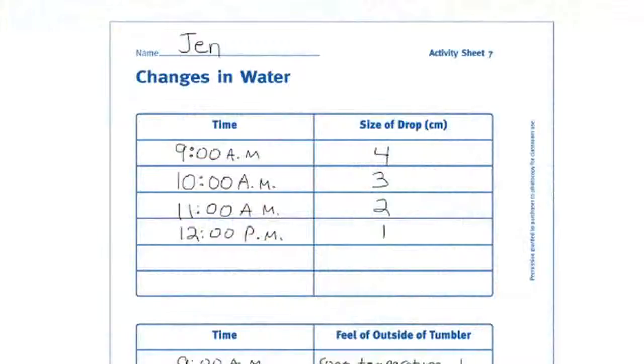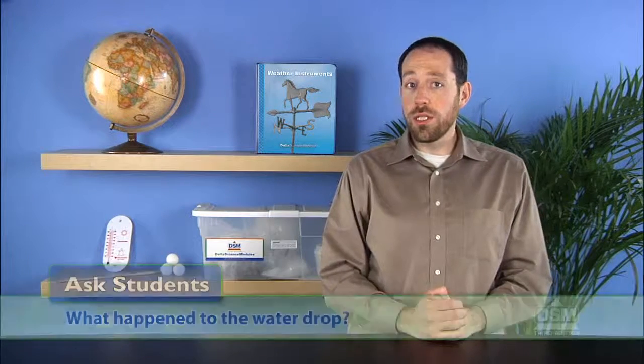To prepare for Session 2, the students will need their copies of Activity Sheet 7. To begin Session 2, have the students review the data on their activity sheets and describe what they have observed. Ask students, what happened to the water drop? Students may say that the water disappeared, went into the air, or that it evaporated.